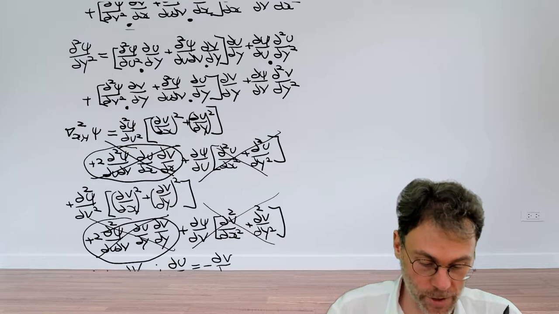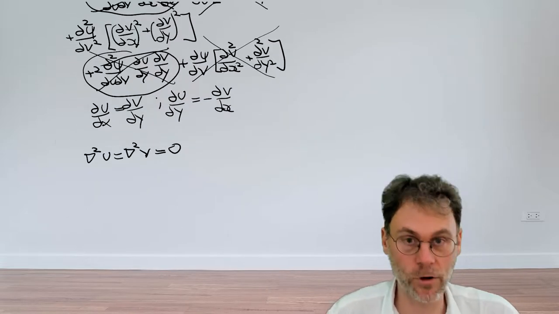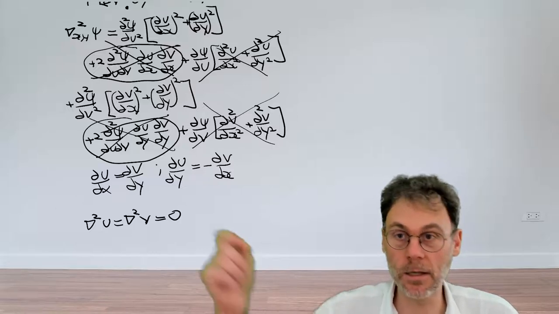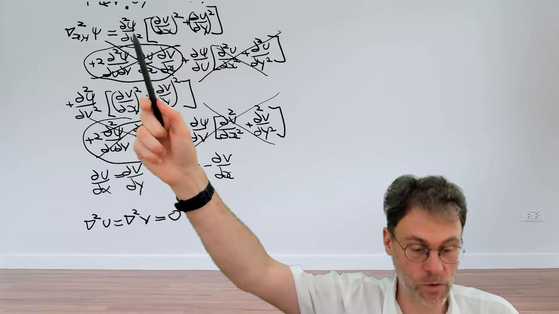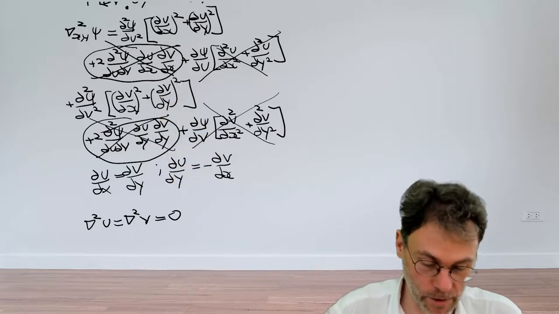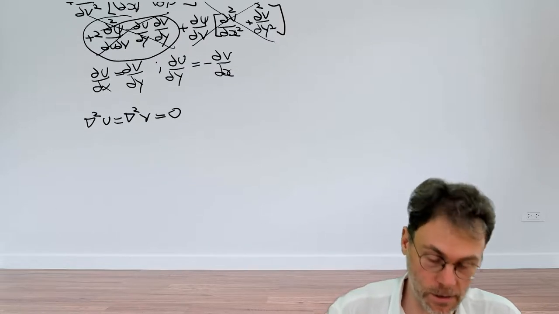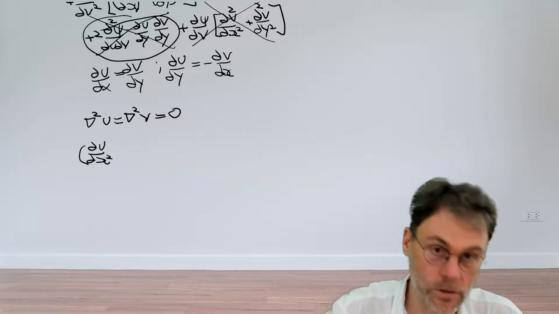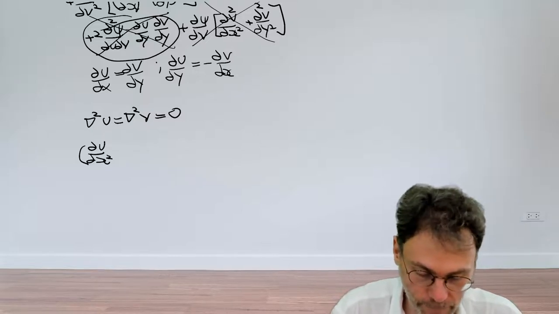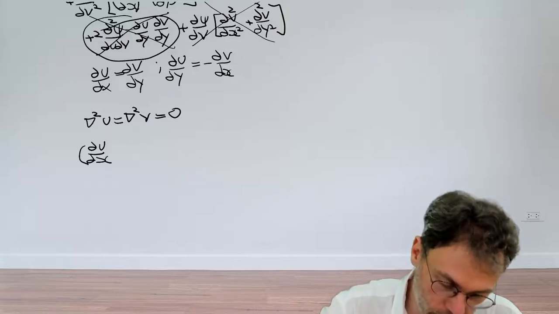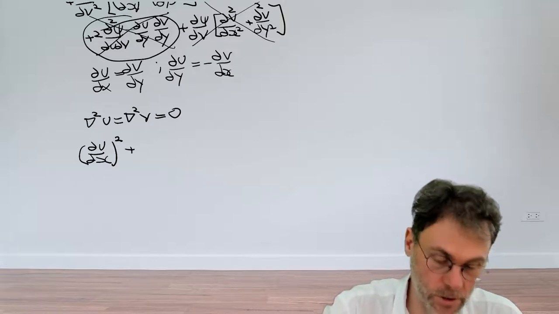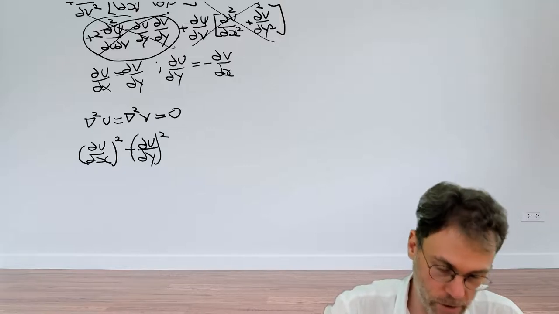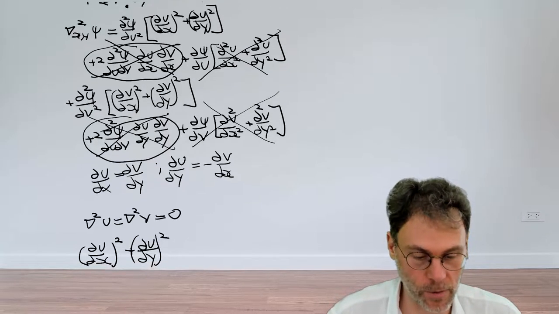Okay, we're in the home stretch here. Let's have a look at what we had up here. So we had the du dx squared plus du dy squared. So let's copy that and then use Cauchy-Riemann. So we have du dx squared plus du dy squared. Let's double check, the u dx squared plus the u dy squared.